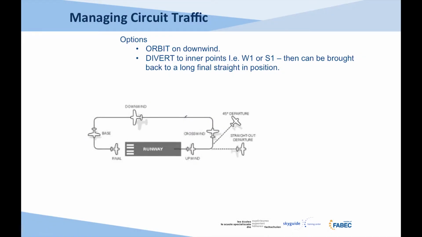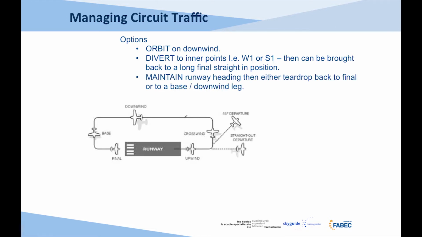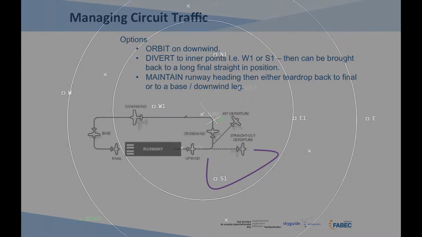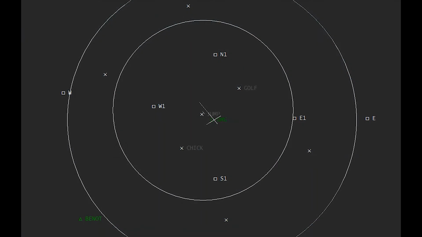The third possibility you have to rearrange your traffic is quite an easy and fast one. Let your aircraft maintain runway heading after takeoff, followed by a teardrop entry to join a base leg or even direct final. This is how it looks like. If you already know what you're going to do, then instruct your aircraft already before departure.